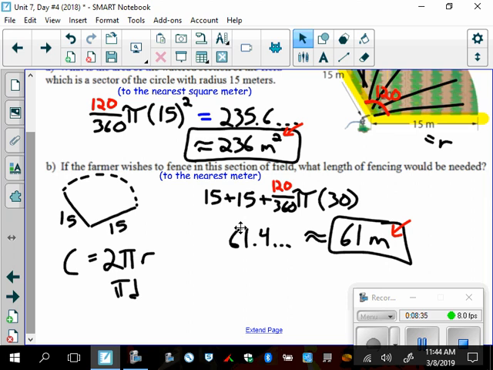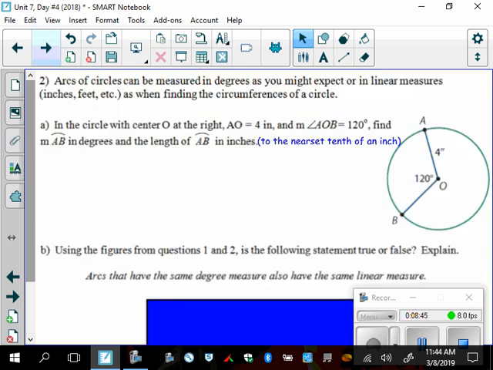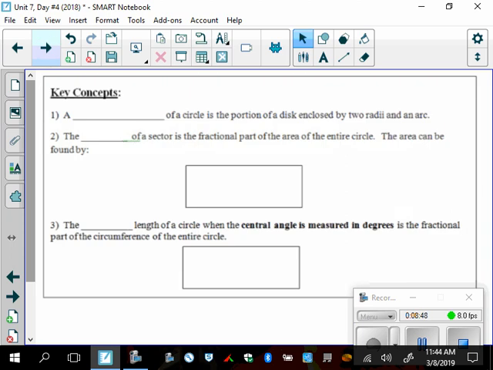Forgot to pause the video. No big deal. I'm going to skip the arcs one. It's kind of a similar type of question to what we just did. And I'd like to go to the key concept on page 27. So a blank of a circle is a portion of a disk enclosed by two radii and an arc. This is called a sector. So if I have a circle, I have two radii and an arc. That creates this portion of the circle.